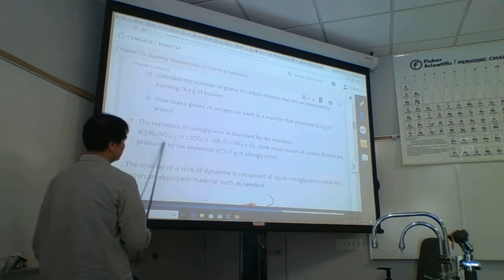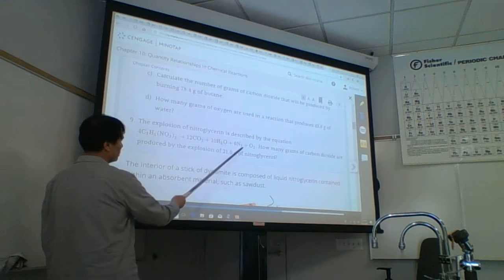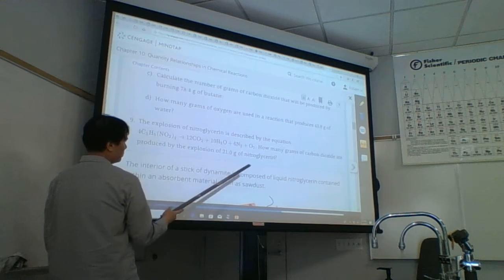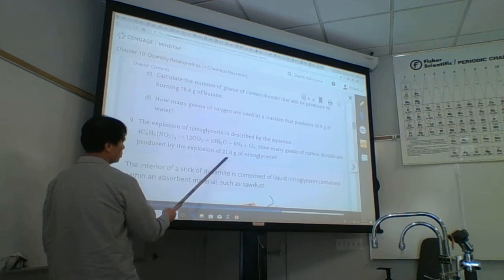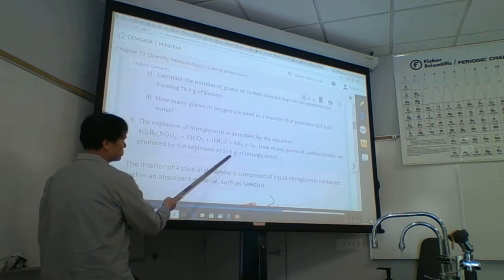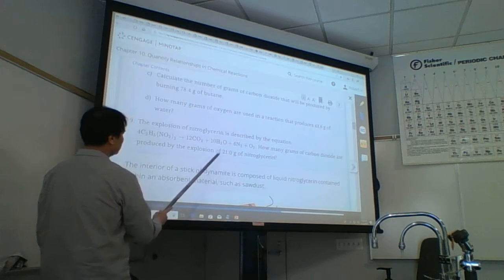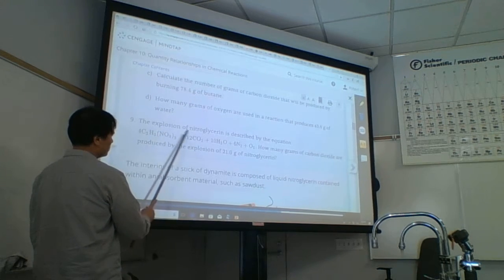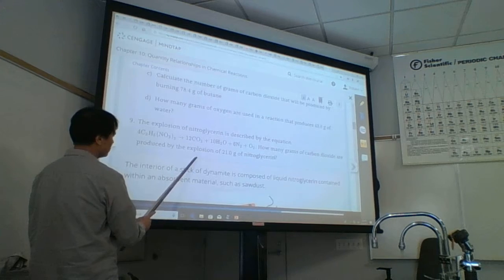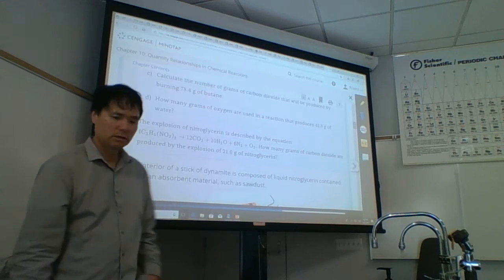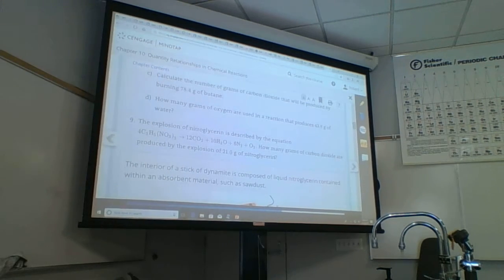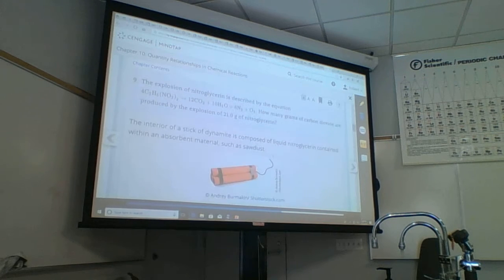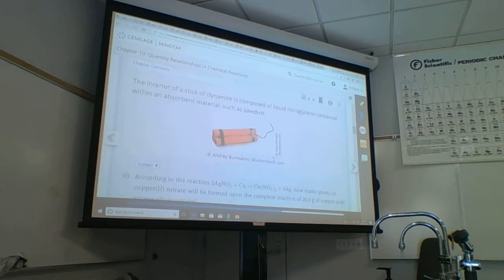So this is nitroglycerin here, decomposes into CO2, water, nitrogen, and oxygen. How many grams of carbon dioxide are produced by the explosion of 21 grams of nitroglycerin? So this is a standard stoichiometry. We're going to go grams of nitroglycerin to moles of nitroglycerin, moles of nitroglycerin to moles of CO2, moles of CO2 to grams of CO2. Standard stoichiometry. This is nitroglycerin dynamite here.